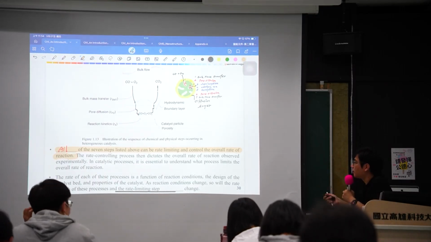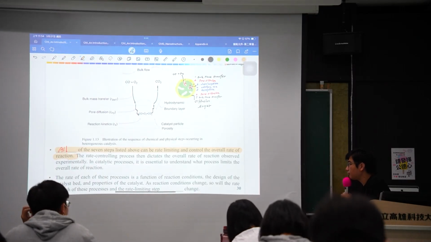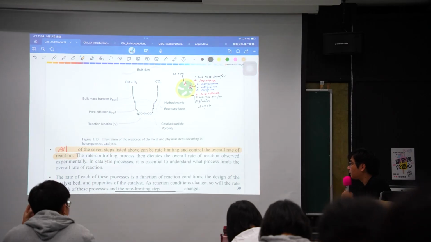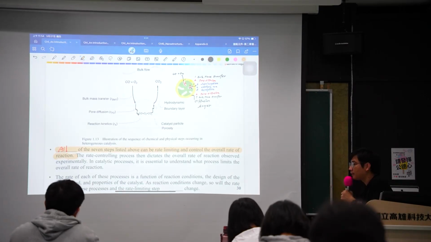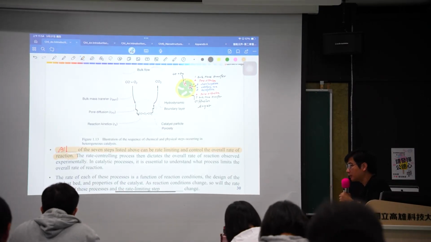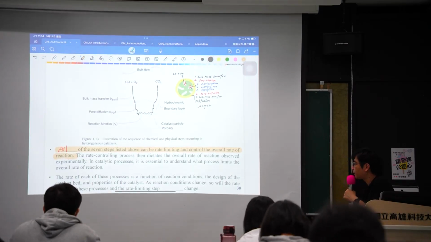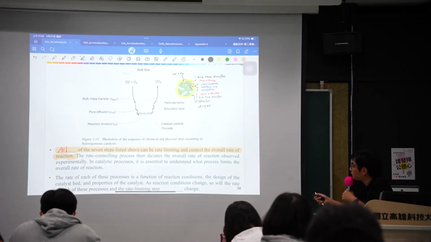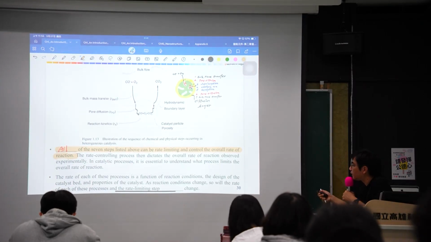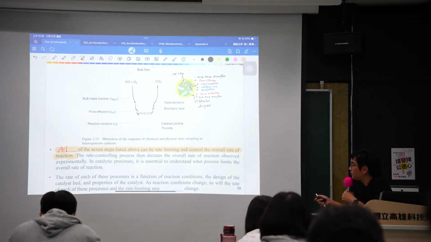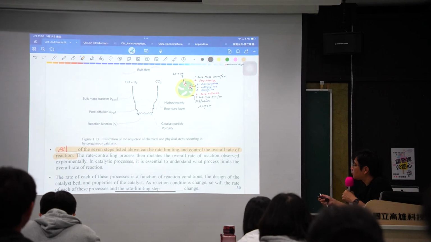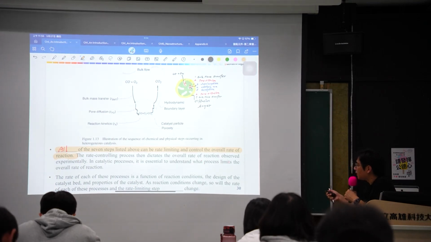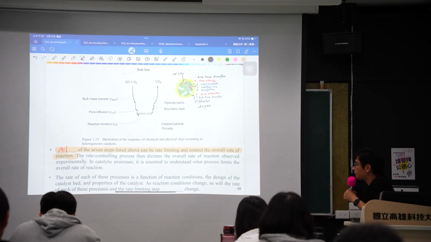All of the seven steps can be represented as steps in control of the overall process, depending on the reaction condition. Okay, the rate controlling process then sets the overall rate of reaction observed experimentally. So in kinetic processes, it is essential to understand what process limits the overall rate of reaction.